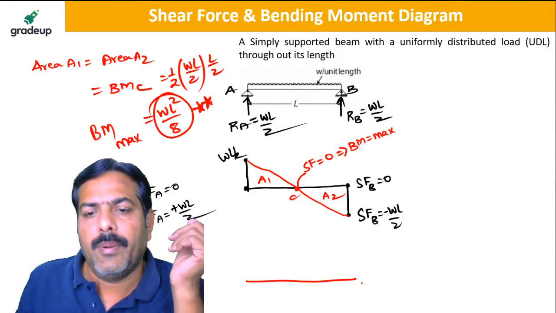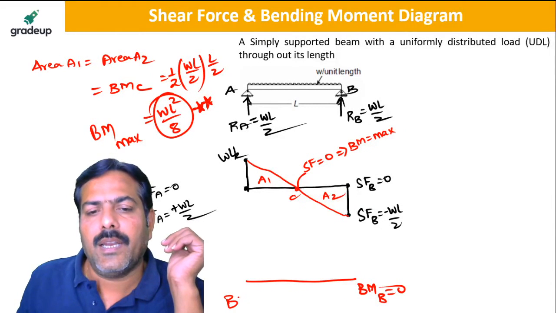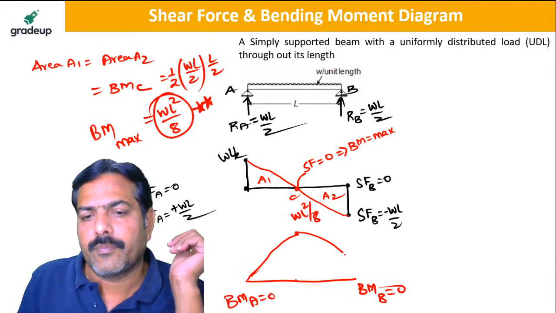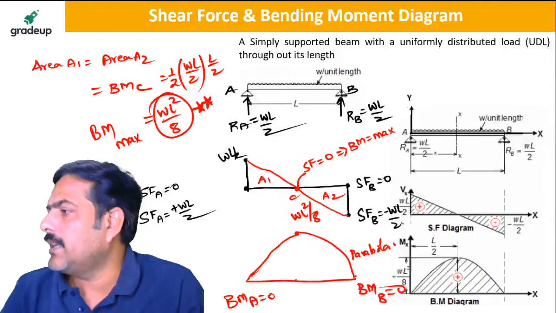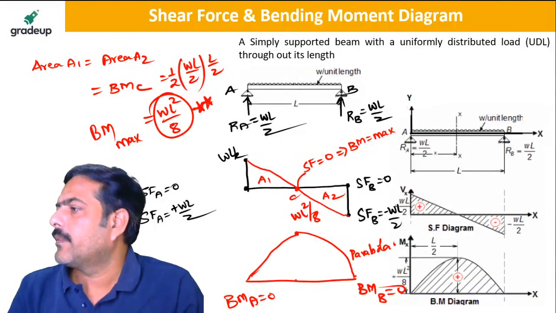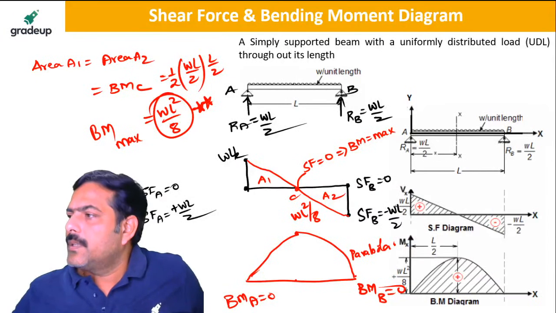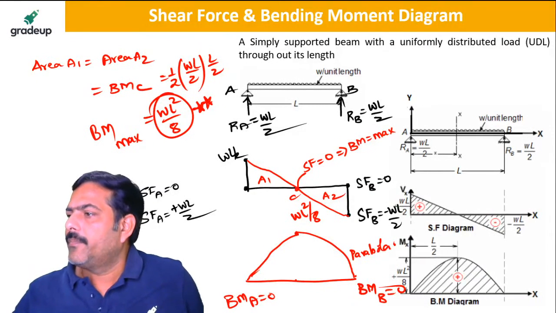The bending moment at B is equal to 0. The bending moment at A is also equal to 0. But the bending moment at center C is equal to WL square upon 8, and this is a parabola, like this. Is it clear now? Is this clear? Everybody?